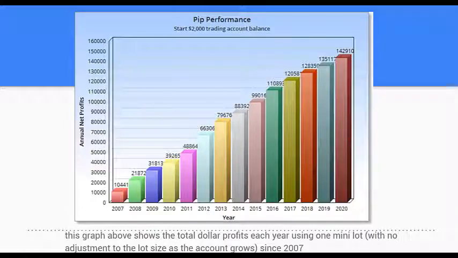This was an example and a case study that we did. So I get the question, I've been offering these services since 2007. I've been calling out these trades, executing these trades with the trade copier. The graph right here shows the total dollar profits each year if you were to just use one mini lot.